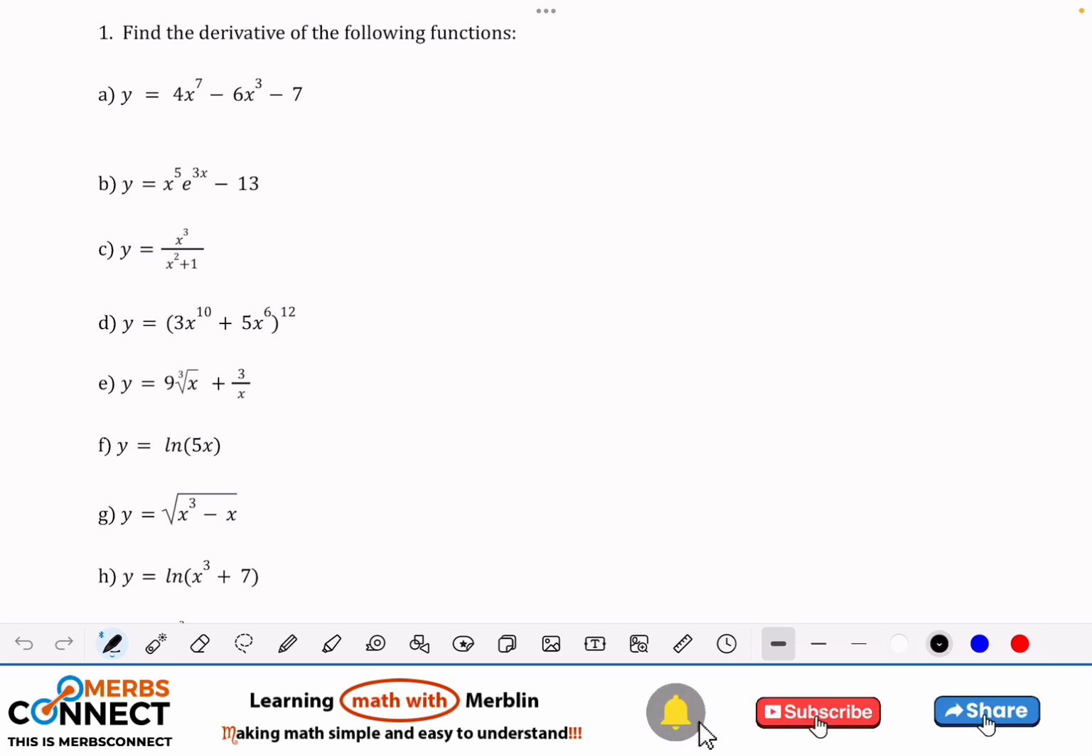First one, we have y is equal to 4x to the power 7 minus 6x to the power 3 minus 7, and you want to take the derivative. This is very simple. We are going to use the power rule because it's a polynomial function.